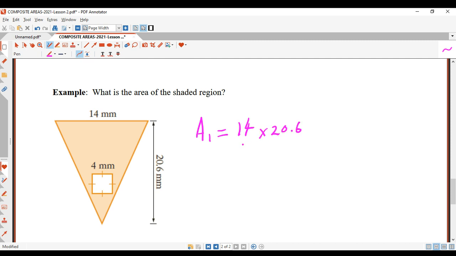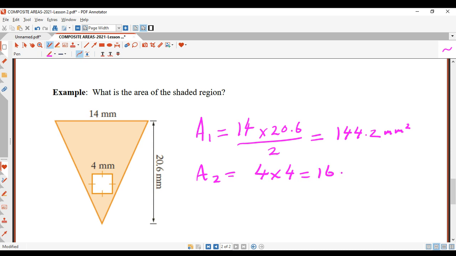So base times height divided by 2 for a triangle. So let's put that in. 14 times 20.6 divided by 2. Should get 144.2 there. And that is millimeters squared. Right, and then A2 is going to be the area of that square there. Now all sides are equal in the square, and the square is just base times height. So it's just going to be 4 times 4 there. Find the area of that square, 16 millimeters squared.